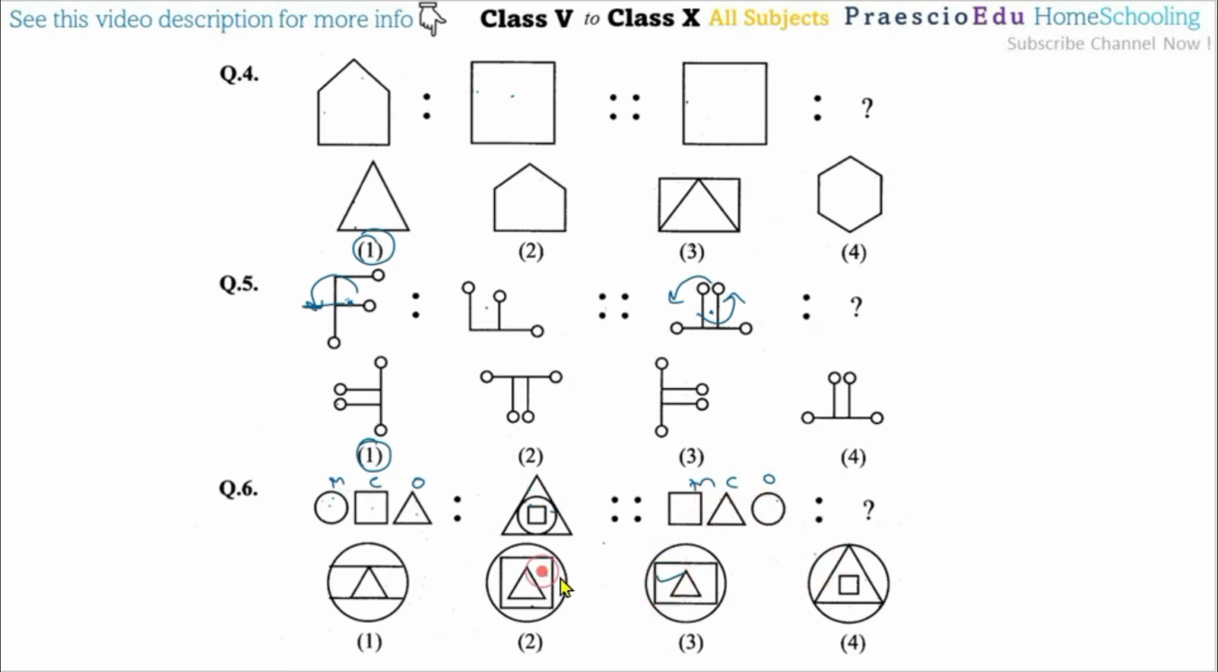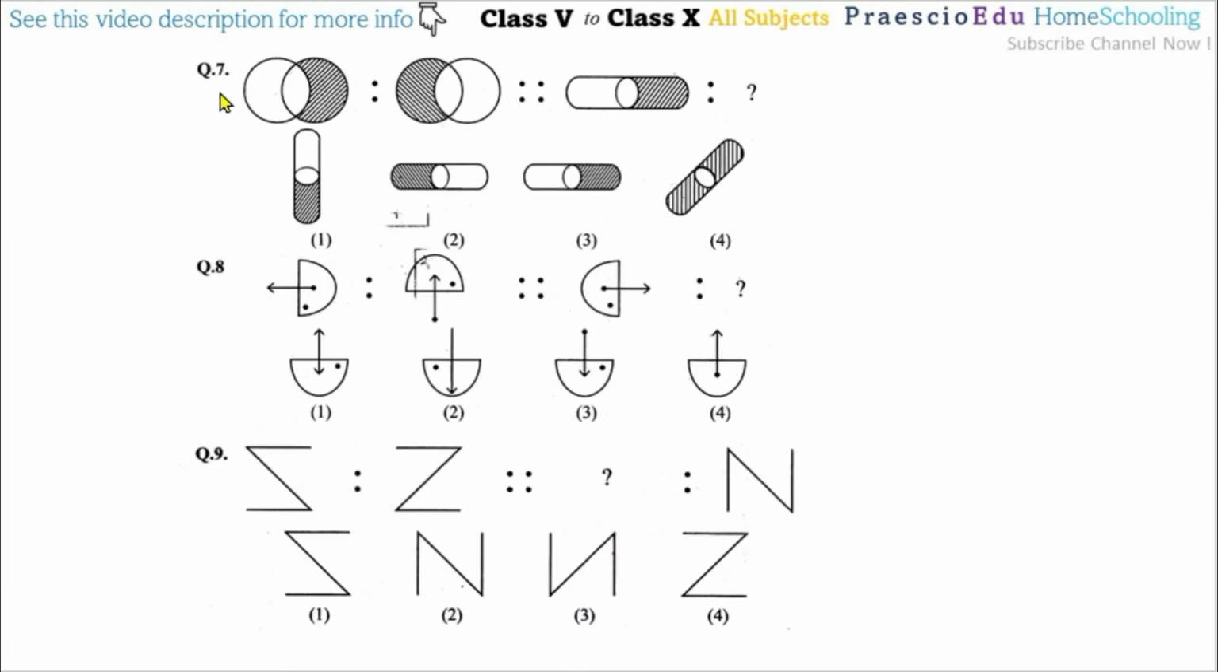So this figure and this figure have the center also, but after this one the square, here the square is absent, so only the square, here the rectangular is shown, so square means option number 2 is the correct one.